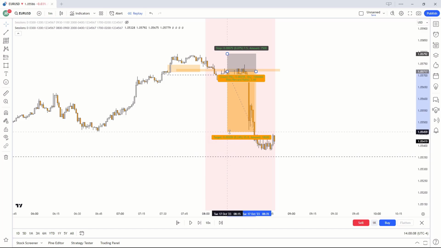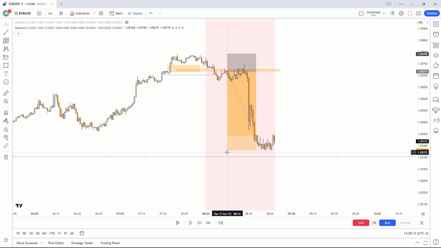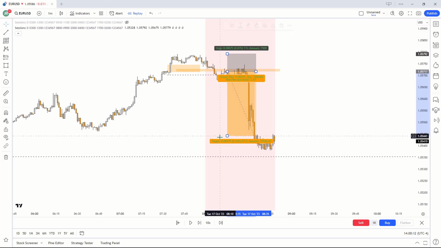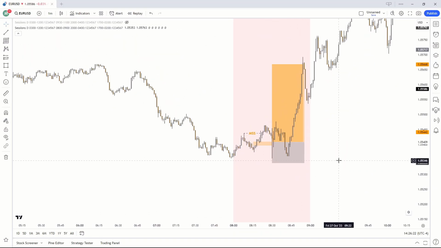It was about what? Well, 8 pips more. So this is an absolutely amazing trade. So on to the next example. All right, guys, I want to my second example.